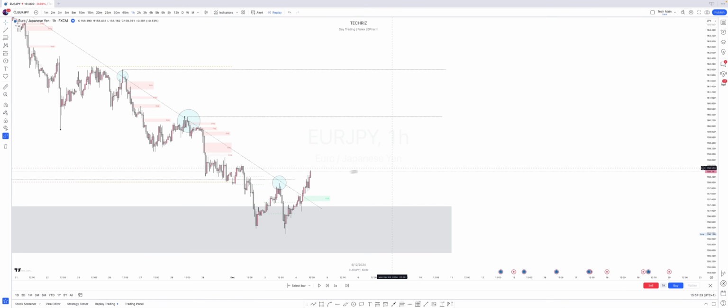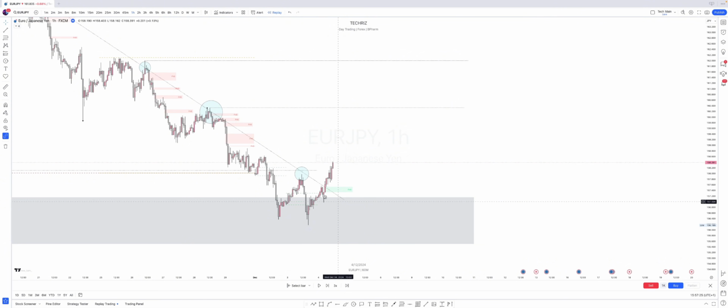Right, so coming down here we can see our POI. This particular POI here has been mitigated. This one has been mitigated, right? You can see price came into it, has been mitigated. This particular one as well has been mitigated, right? Leaving us with only this POI here.